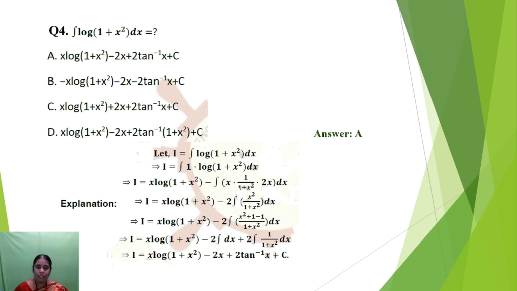We know the formula for the integral of 1 by 1 plus x². All our options contain tan inverse of x, so the expression should contain the 1 by 1 plus x² term, and then we integrate to get tan inverse. To bring in tan inverse of x, we introduced plus 1 minus 1 in the previous step. So our answer is I equals x into log of 1 plus x² minus 2x plus 2 into tan inverse of x, which is option A. So the answer for the question is A.